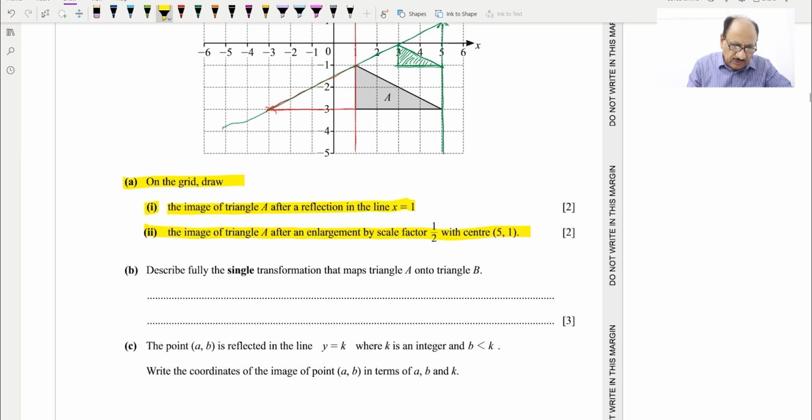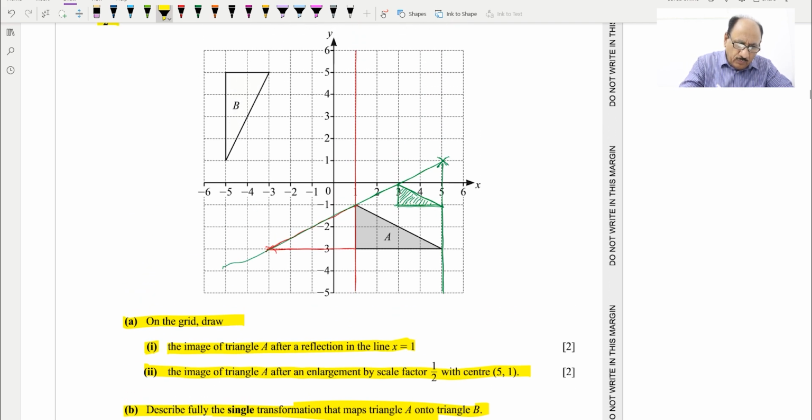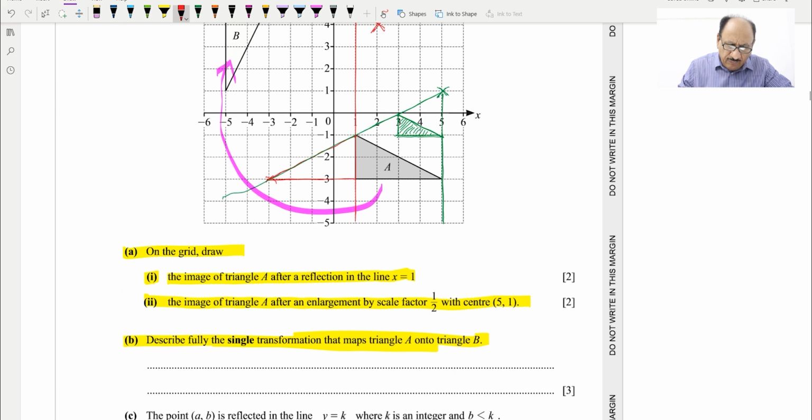Next, B part, they are saying describe fully the single transformation that maps triangle A onto B. So A onto B, like this one. So it is a rotation. It will be better if you use tracing paper, and you will find that 2 and 4, 1, 2, 3, 4. So if you place here center of rotation, and by tracing paper if you rotate this one, A will be fitting at B.